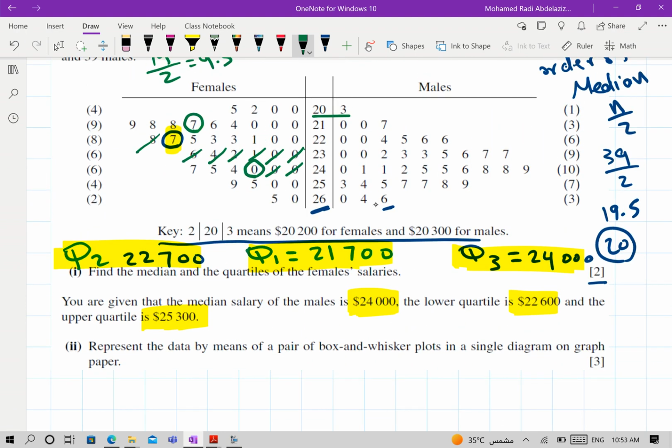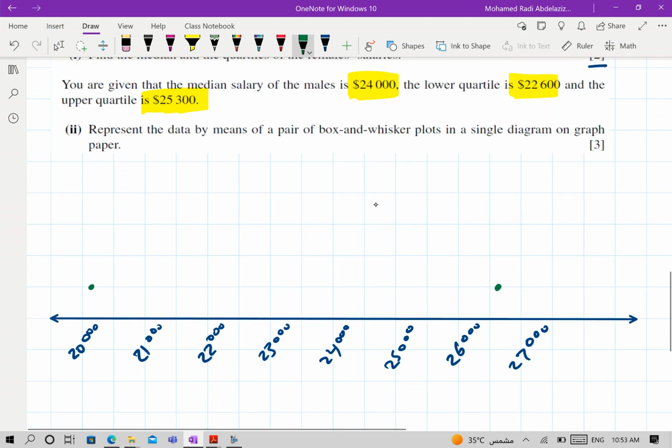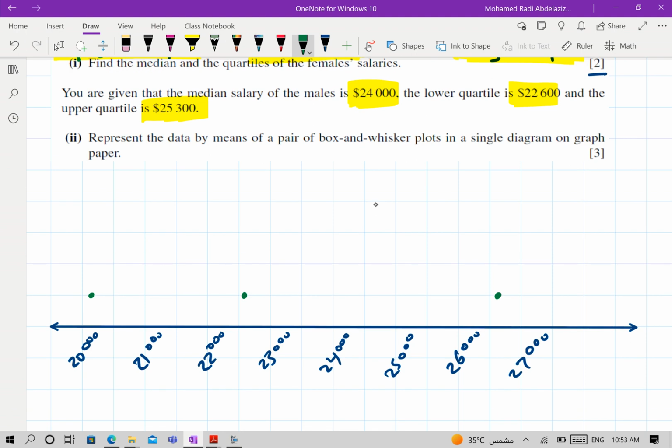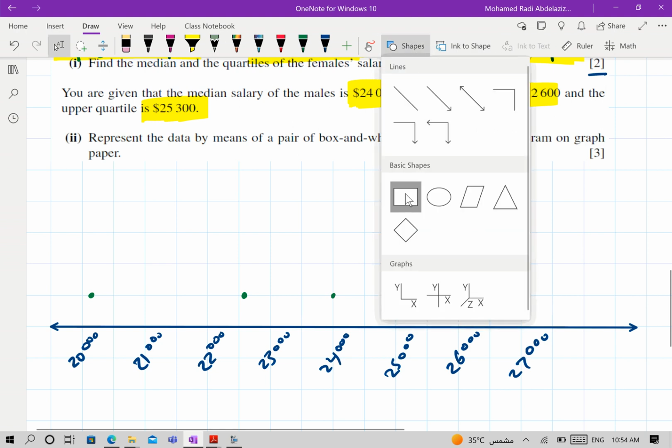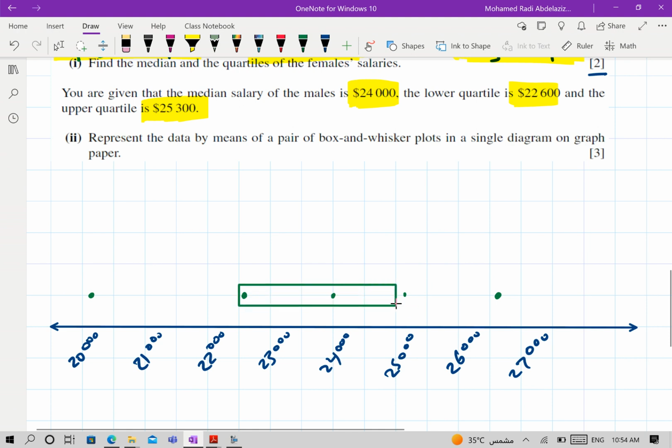Lower quartile, 22,600. Median, 24. Upper quartile, 25,300. By drawing a rectangle for these values with any width, and by drawing whiskers right and left.